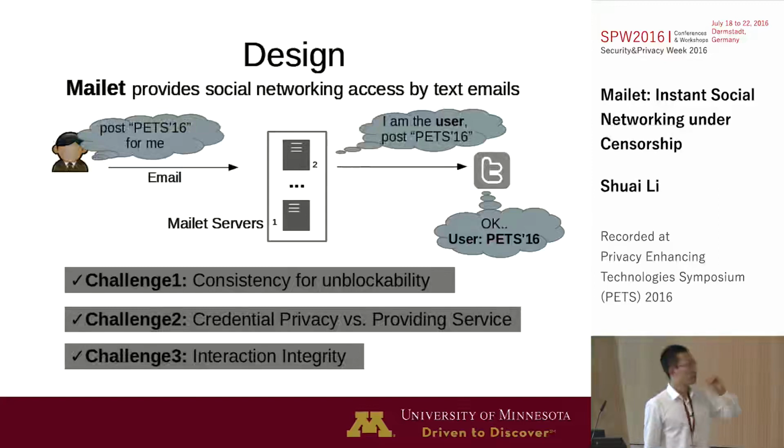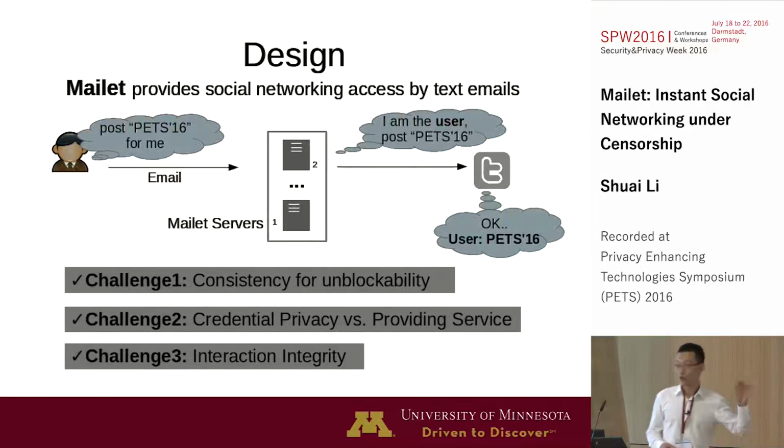So when it comes to our Mailet system design, this is an illustration of how the user can use our system. If the user wants to post a tweet, they will say, okay, Mailet servers, post this message for me. The Mailet servers receive this email and talk to Twitter, saying, okay, I'm the user, please post this message for me. And finally, Twitter gets this message and posts it for the user.